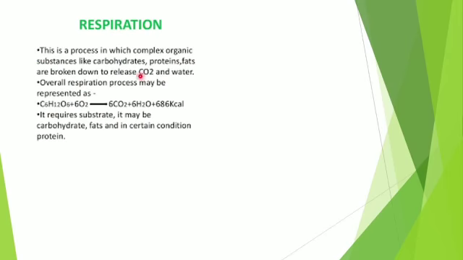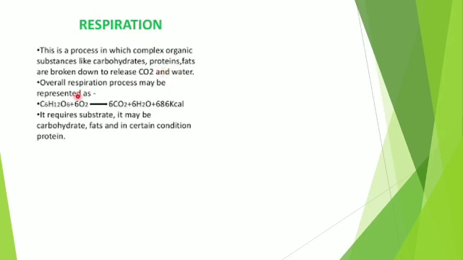Again, the definition of respiration: this is a process in which complex organic substances like carbohydrates, proteins and fats are broken down to release carbon dioxide and water. Carbohydrates, that is glucose, are broken down as I showed you in the previous slide. Even proteins present in living systems can be broken down to release energy, or fats can also be broken down to release energy along with carbon dioxide, which will be the byproduct, and water. That entire process is called respiration.